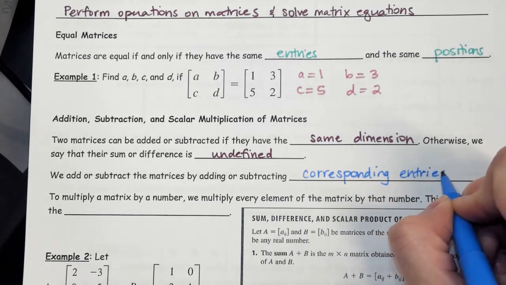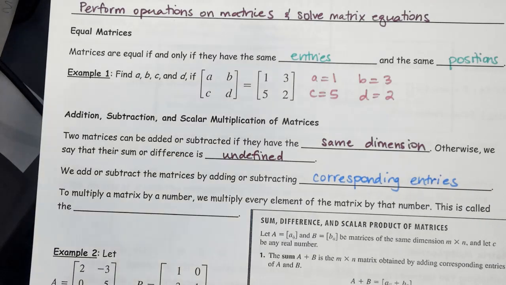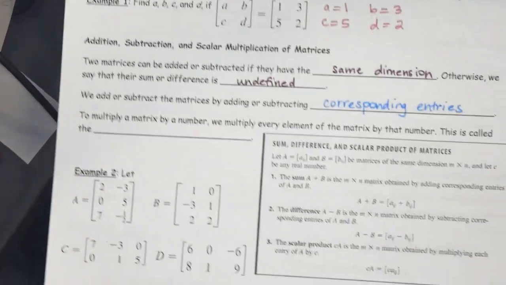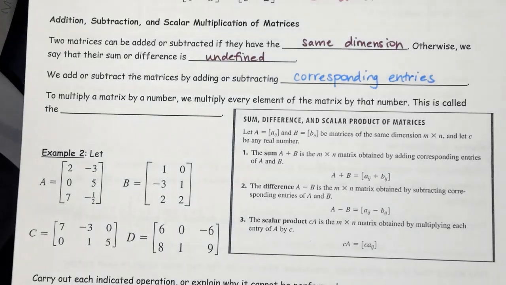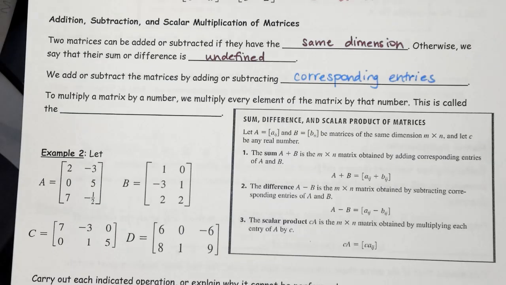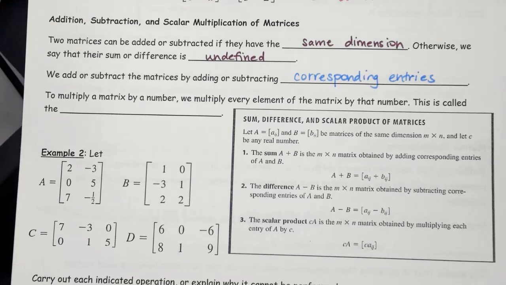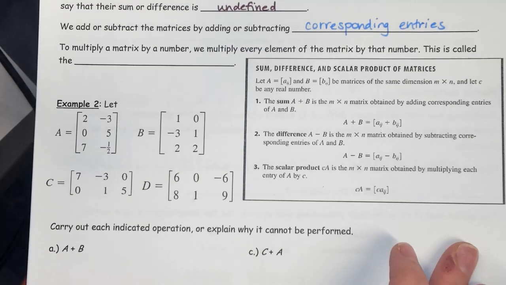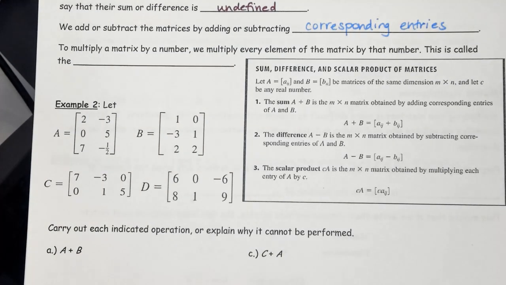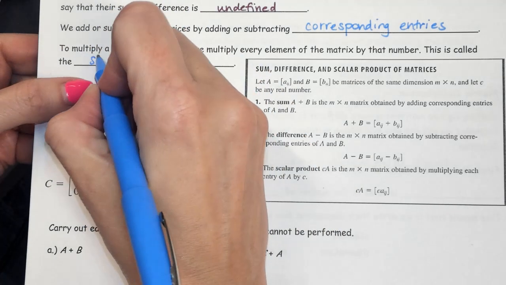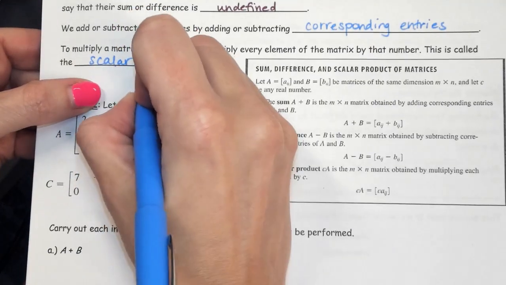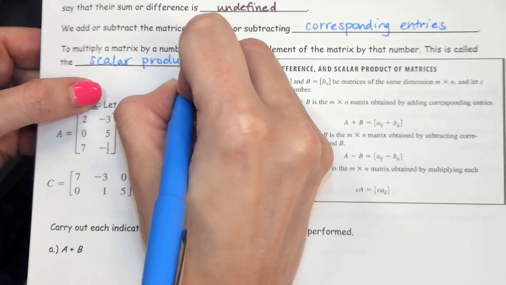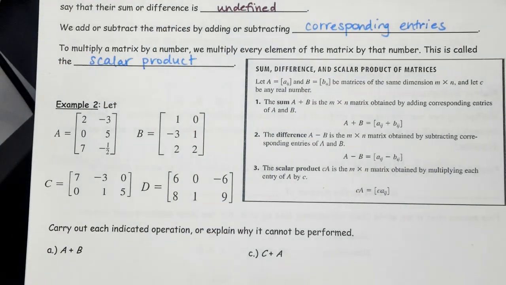So we talked a little bit about positions before. If an entry is in A11, first row, first column, you add that to B11, the first row, first column of the second matrix. And then to multiply a matrix by a number, all we have to do is distribute, so multiply every element of the matrix by that number. This is called the scalar product. That sounds pretty fancy, but it is a very simple process.